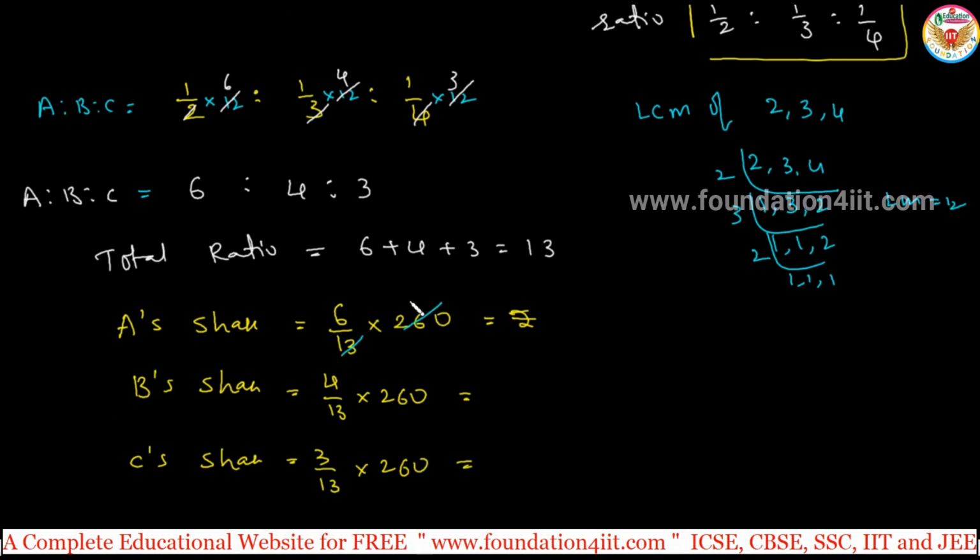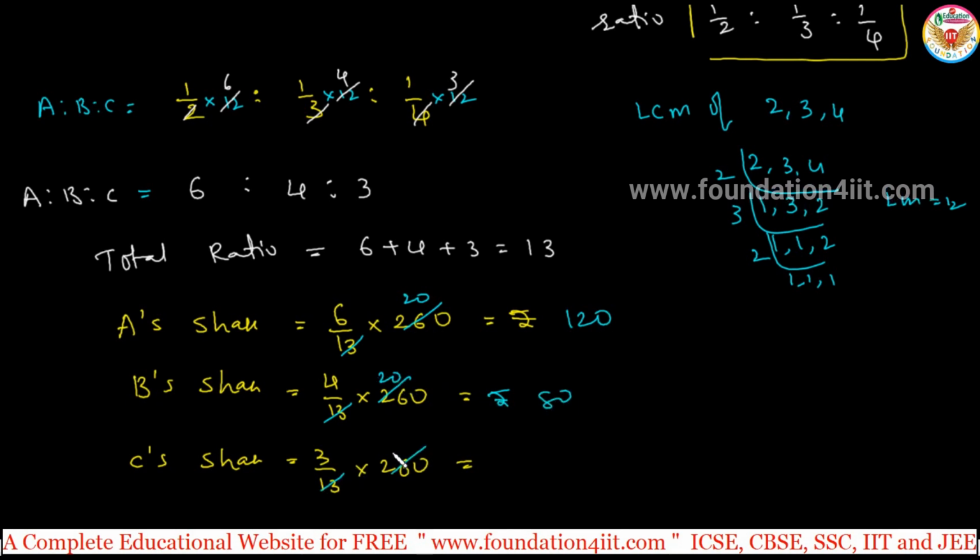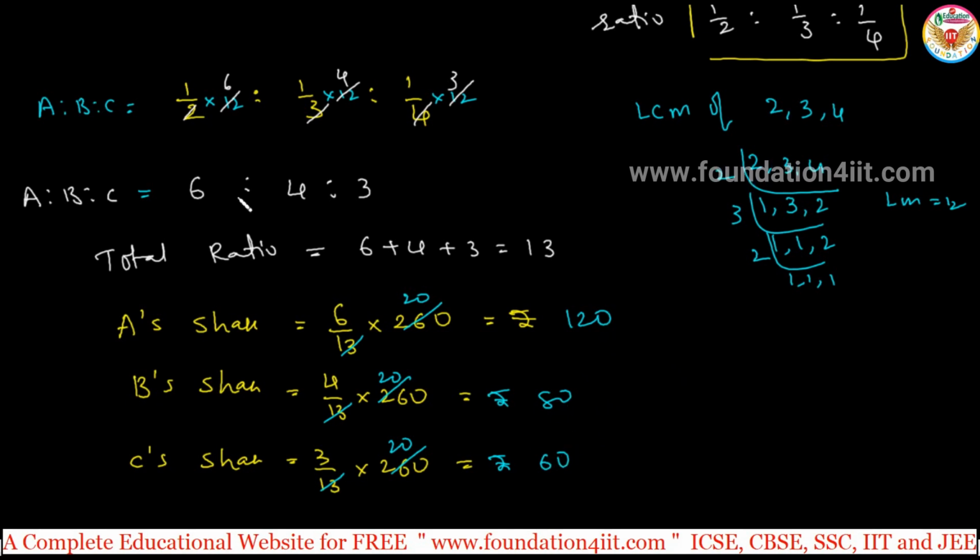13 times 20 is 260, so 6 into 20 is 120. Here it is the same, 13 times 20 is 260, 4 into 20 is 80. And 3 into 20 is 60 rupees. 120 plus 80 plus 60 again gives the total amount, 260. So A will get 120, B is getting 80 and C gets 60 according to the ratio.